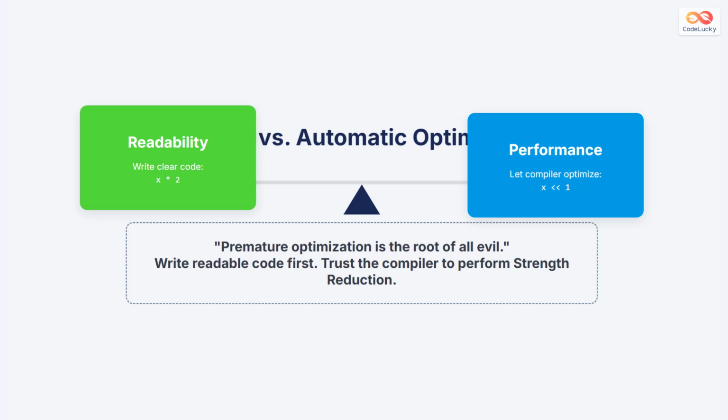This brings us to an important conclusion: readability versus performance. You should prioritize writing clear, readable code. Writing x times 2 is clear to a human reader. Writing x shifted left by 1 can be confusing. Trust your compiler to do the heavy lifting. Write for humans and let the compiler optimize for the machine.